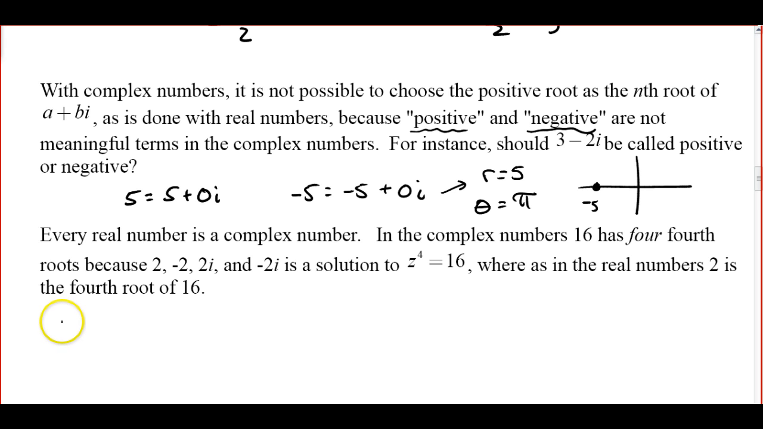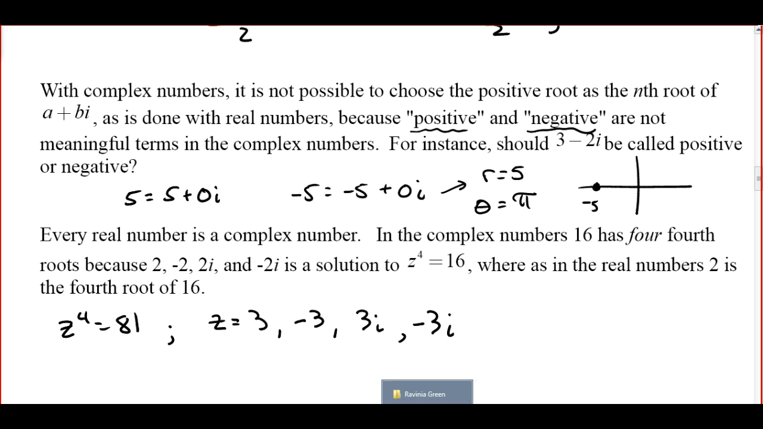If we look at another example, let's say we have z to the fourth is equal to 81, and we wanted to find the fourth roots, we would say that z is equal to 3, or -3, or it could be 3i, or it could be -3i, because these are all numbers that if I raised it to the fourth, I would get 81.